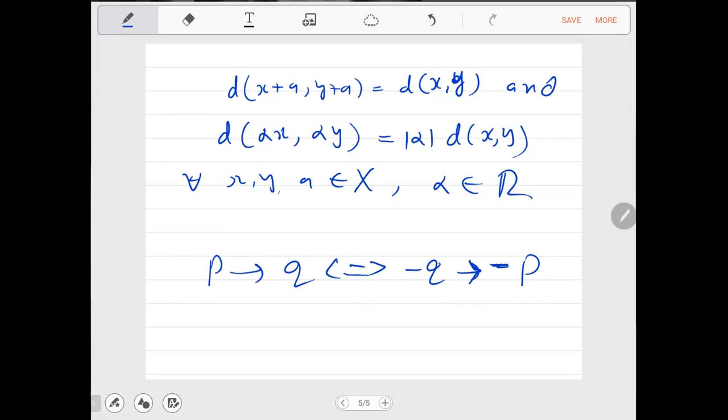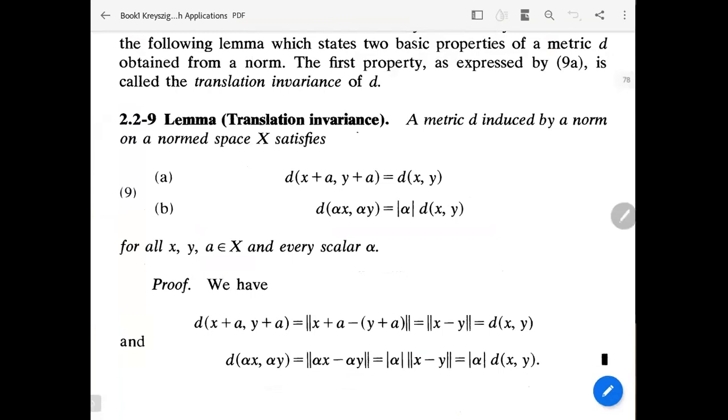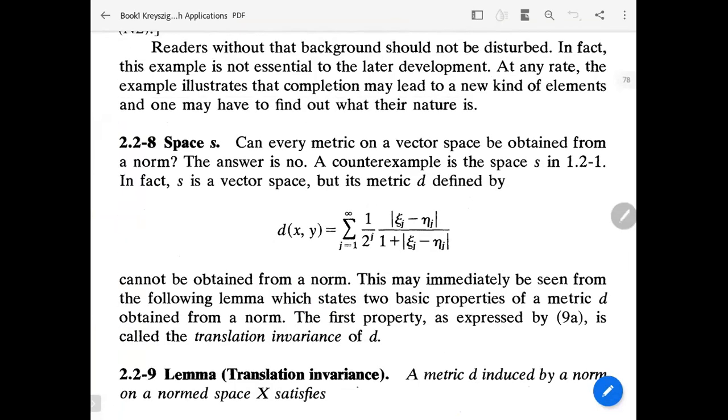So for example, the metric on the sequence space S. Remember the space S, it is a vector space. It is a sequence space. Sequences can be bounded or unbounded. We defined the metric d(x,y) by this formula. So it does not satisfy those two properties.